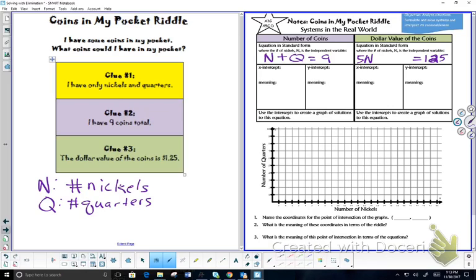So I got 5N plus 25Q, because quarters are worth 25 cents.